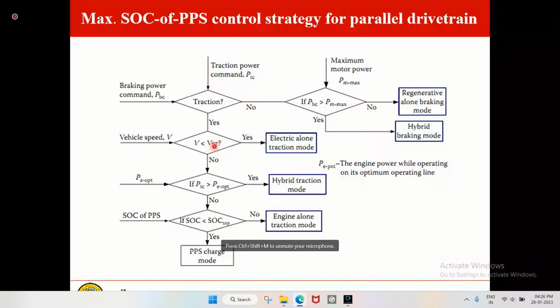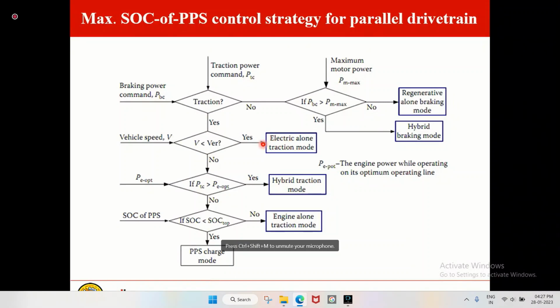Up to certain vehicle speed, that is the lower bound speeds, maybe say up to 20-25 kilometers per hour, engine operation won't be much economical. It makes sense to use the electric motor, right? And if this condition is true, if the V is less than VER, the reference speed, right, then it makes sense to use electric alone traction mode, which means we will rather use the electric motor and not start the engine, right?